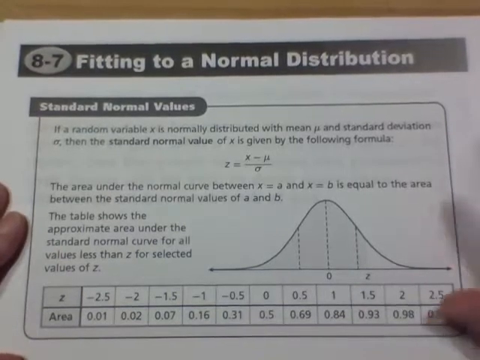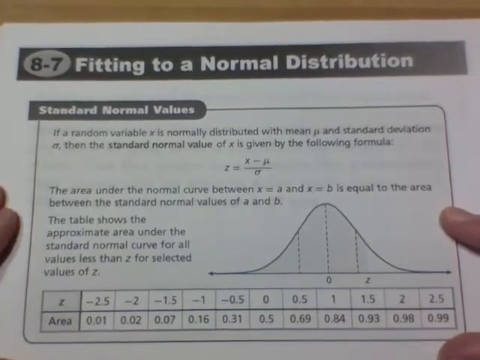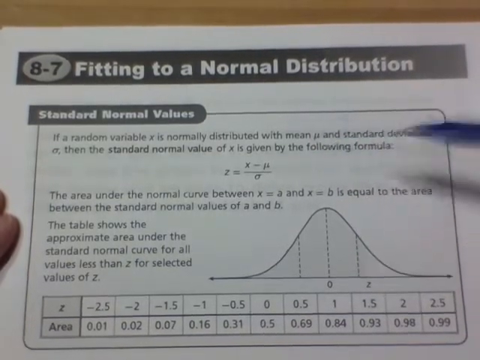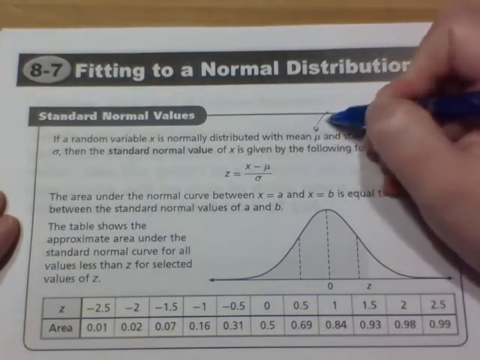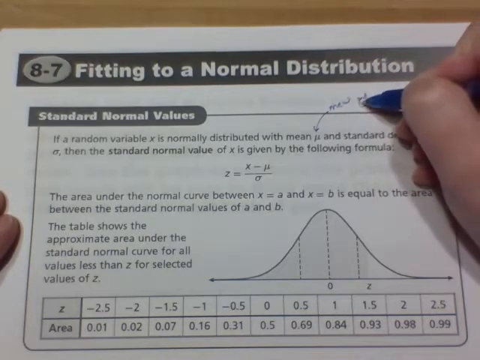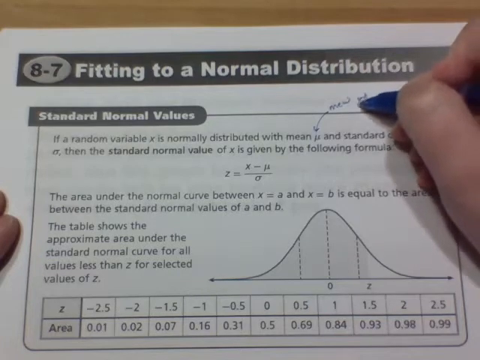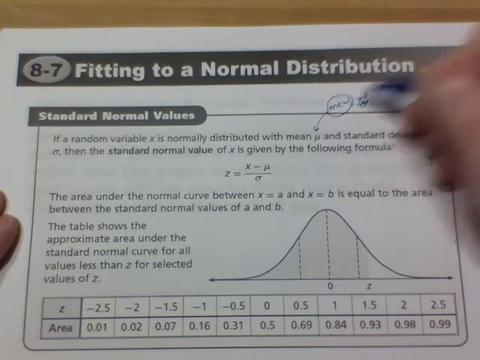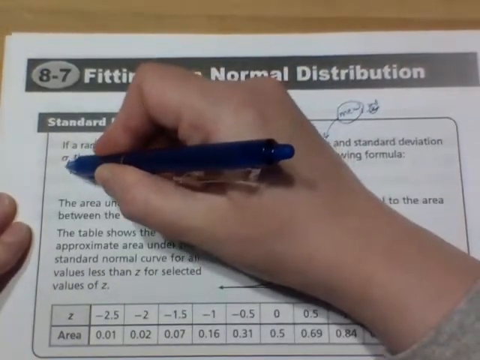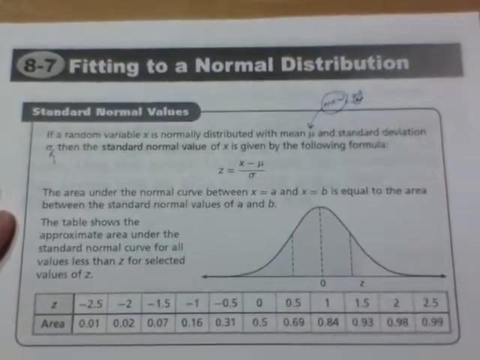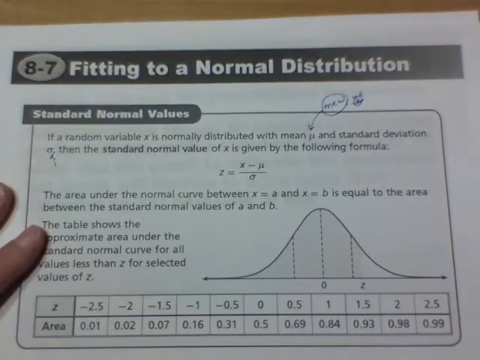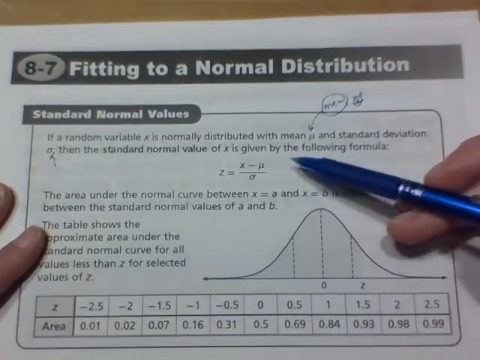On that note, here's our first large section. The idea of a standard normal value is: if a random variable x is normally distributed with a mean, this is the letter mu in Greek, and a standard deviation, this is our lowercase sigma, then the standard normal value of x is given as the following formula.